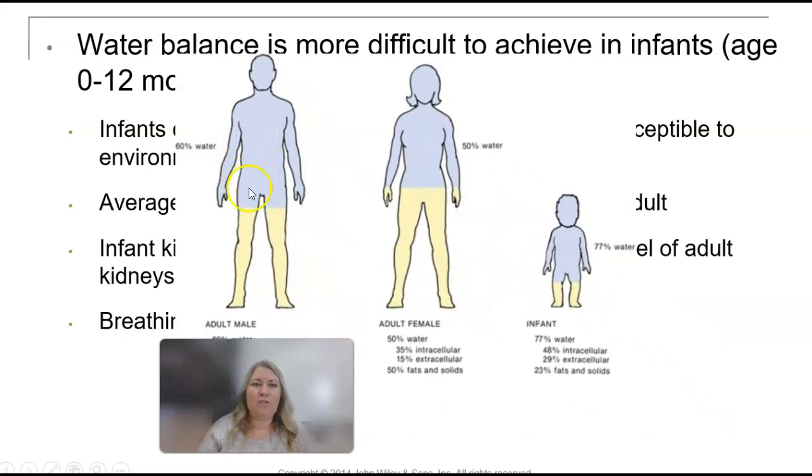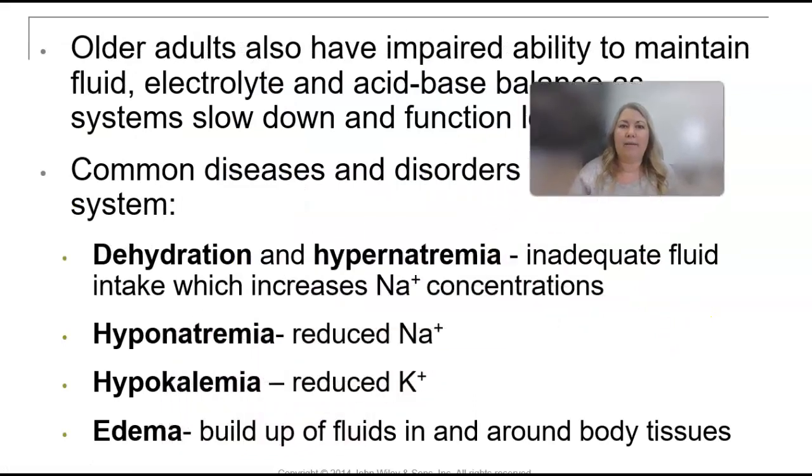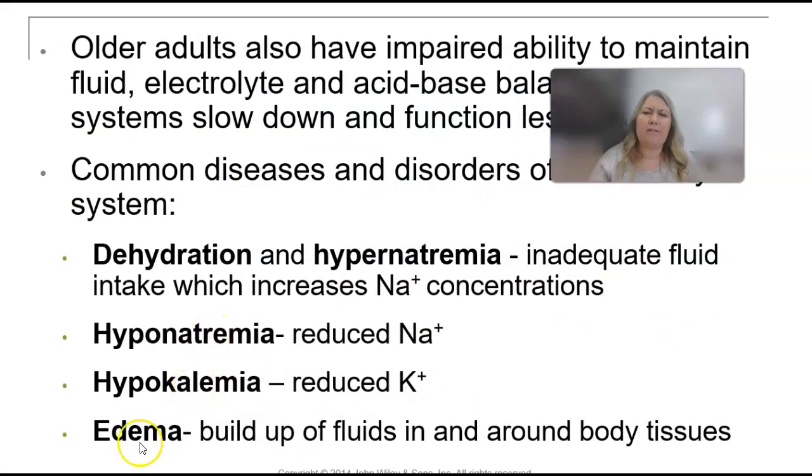So here's just showing an adult male versus an adult female. You can see only about 50% of their body is water, but with an infant, it's almost 75% water, so it's very, very high. So we've already mentioned a couple of these in talking about water balance. Older adults have an impaired ability for all of these things: water balance, electrolytes, and acid-base balance.